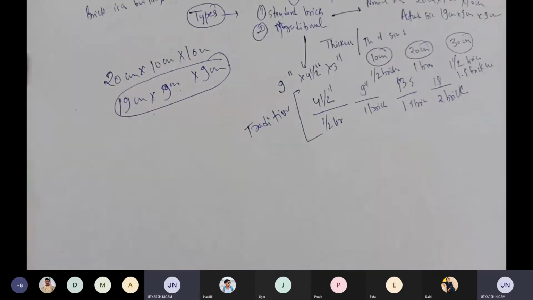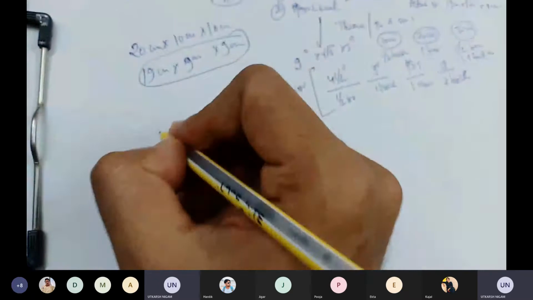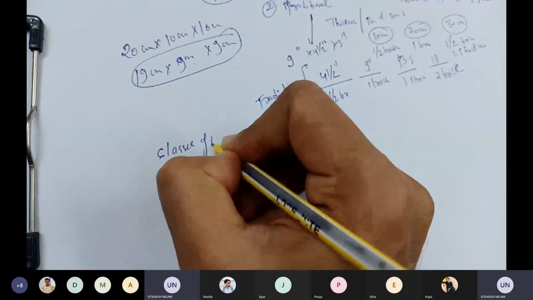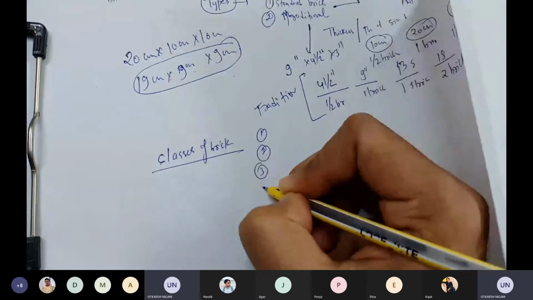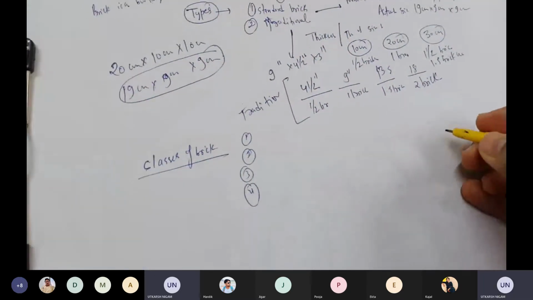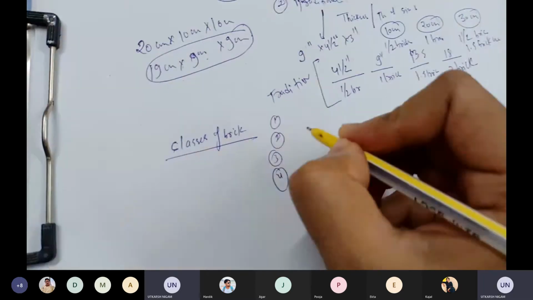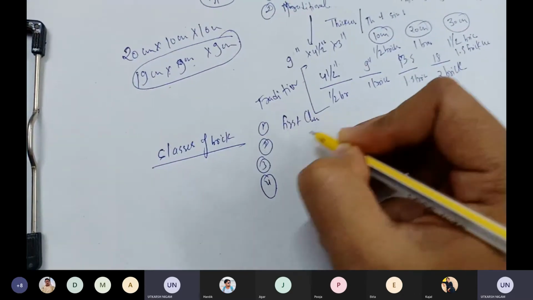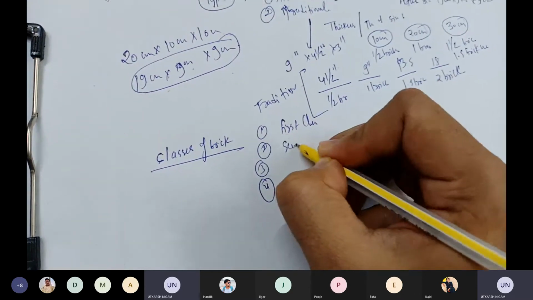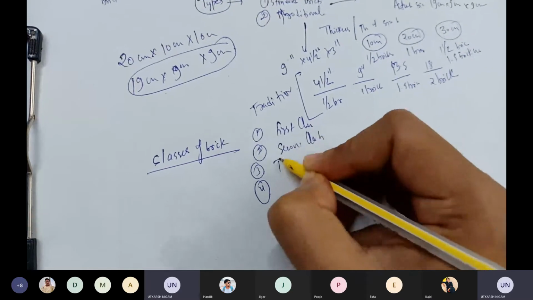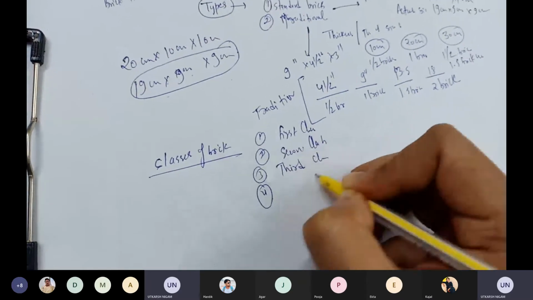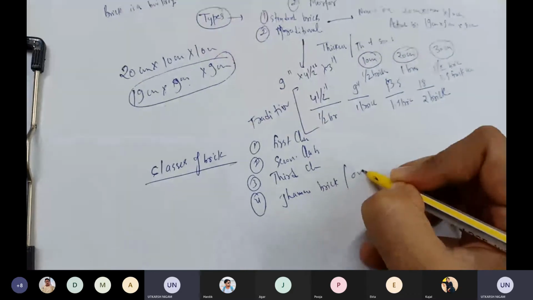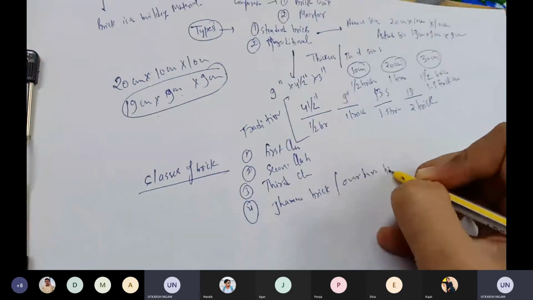Now there are certain classes of brick also. There are basically four classes of brick. The first classification is first class bricks, then the second is second class brick, third is the third class brick, and the fourth one is the jhama bricks, which are also called overburnt bricks.